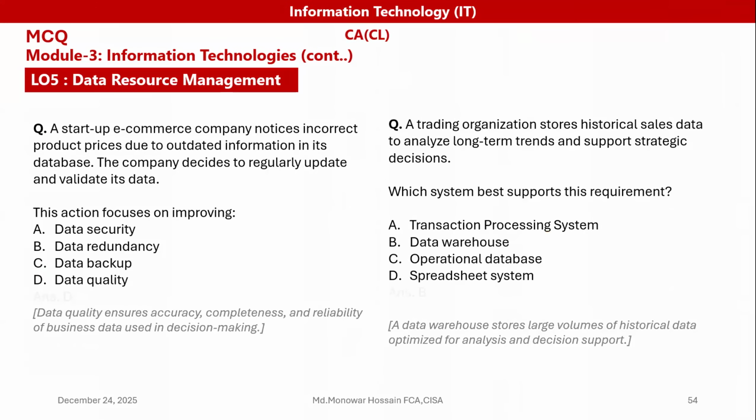Now, a startup e-commerce company notices incorrect product prices due to inaccurate information in its database. The company decides to regularly update and validate its data. This action focuses on improving data quality, because data quality ensures accuracy, completeness, and reliability of business data used in decision making. Answer D. A trading organization stores historical sales data to analyze long-term trends and support strategic decisions.